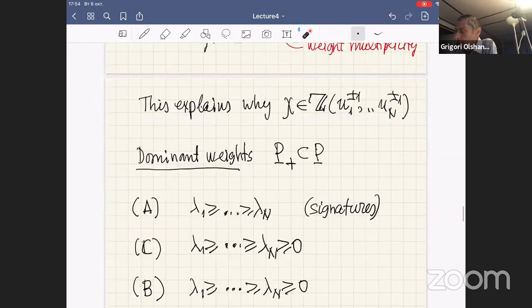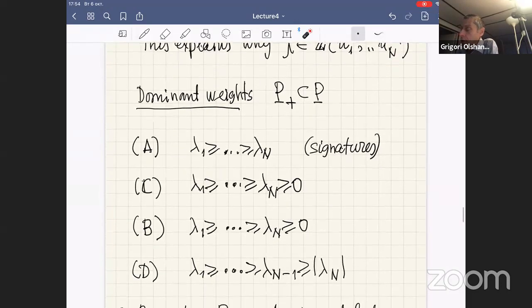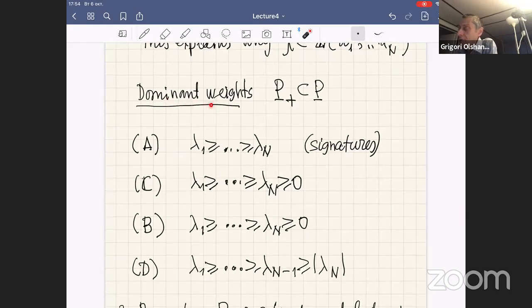Okay, next we need the notion of the so-called dominant weights. The dominant weights form some subset of our lattice, which is defined as follows. Of course, there is some general definition which holds for arbitrary semisimple algebras, but I would like to explain it directly in some elementary way.